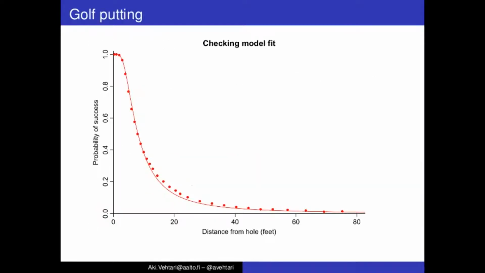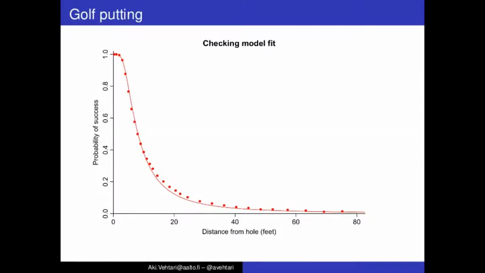And then here you can see the improved fit. So now it is explaining much better also the longer distance putting probability of success. There's still some discrepancy somewhere around 20.